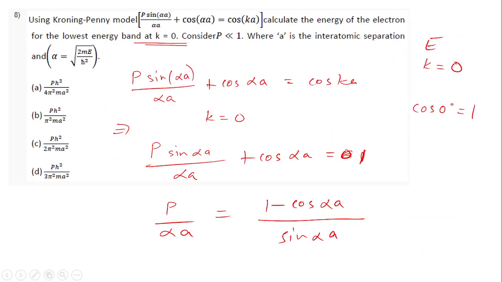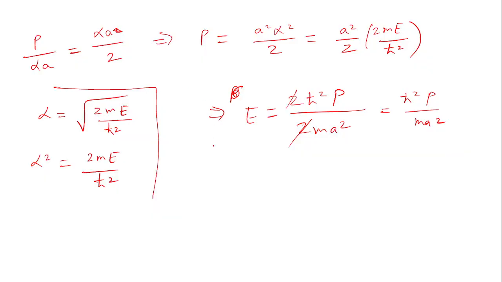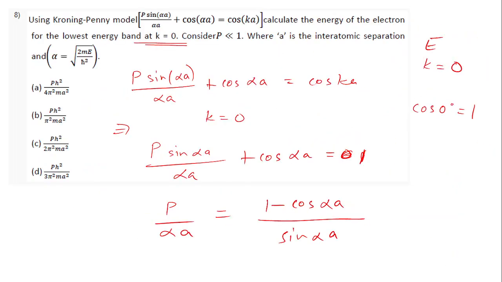So the correct answer is, okay, interesting, they have not kept the answer in h bar, but they have kept it in h. So we need to do a conversion. h bar is h over 2 pi, we know. So this expression will become h square P over 4 pi square m a square. Option A is correct.